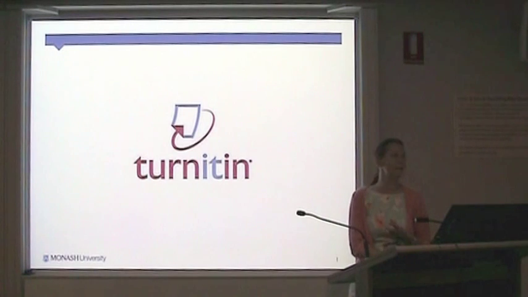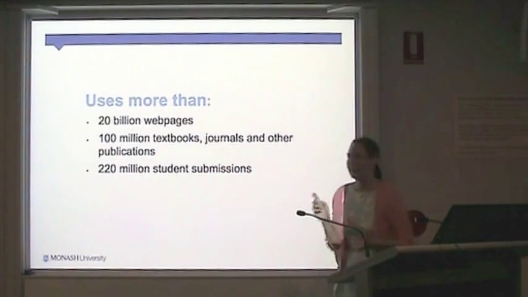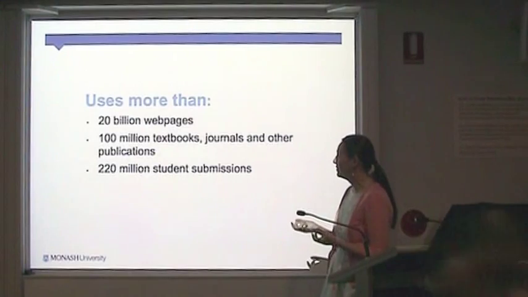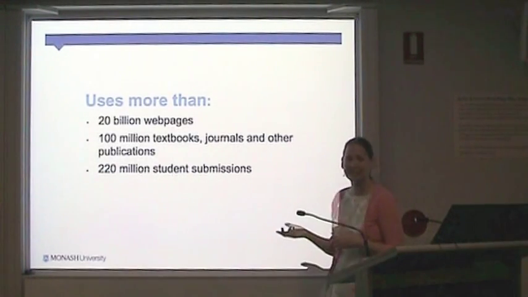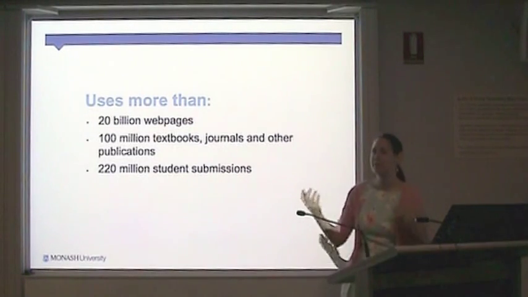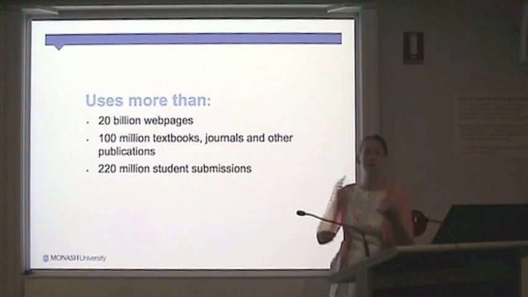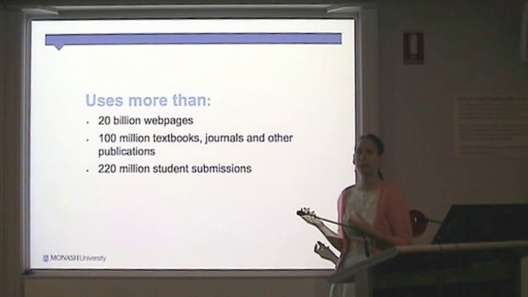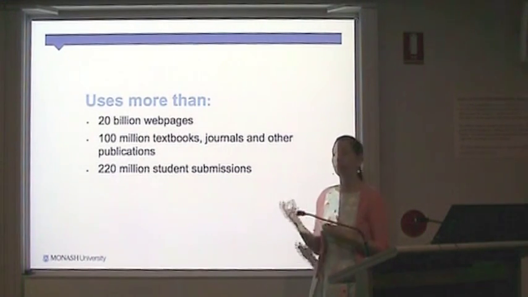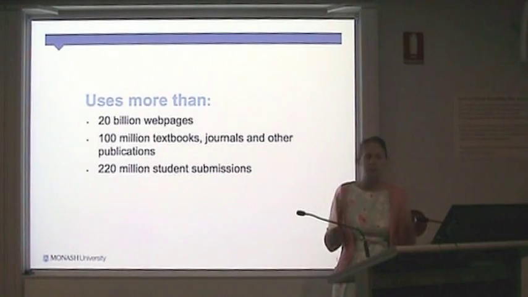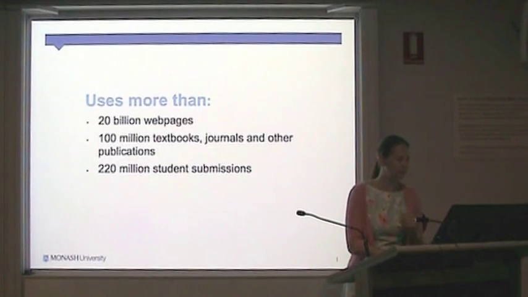So we can do that now with Turnitin. It has a database of over 20 billion web pages, 100 million textbooks, and 220 million student submissions. So it does look at student submissions from your class as well as any other student submissions from different universities that use Turnitin. You can actually have a little bit of control over what databases are searched when you set it up. So that's something to consider if you do want it searching against different databases.